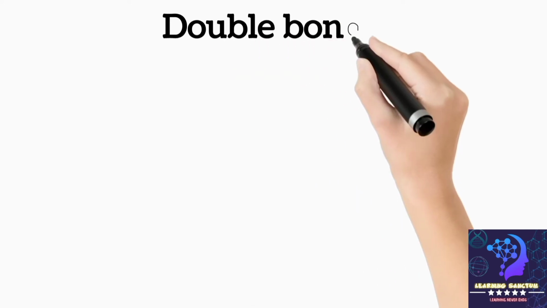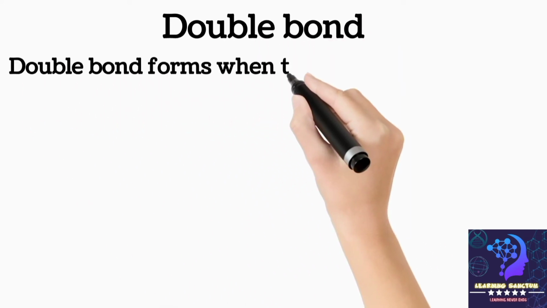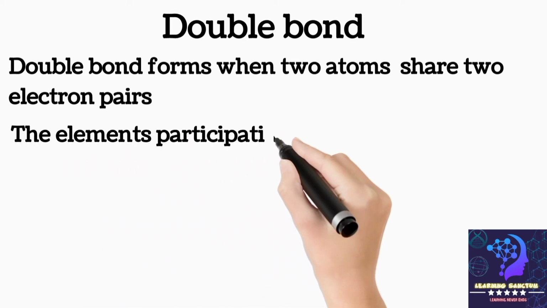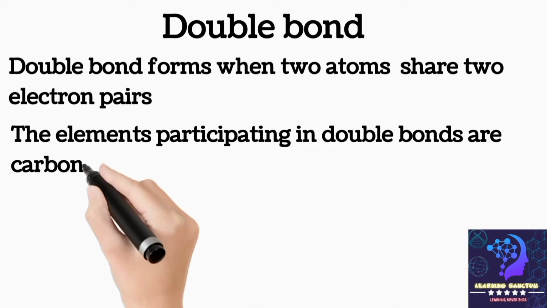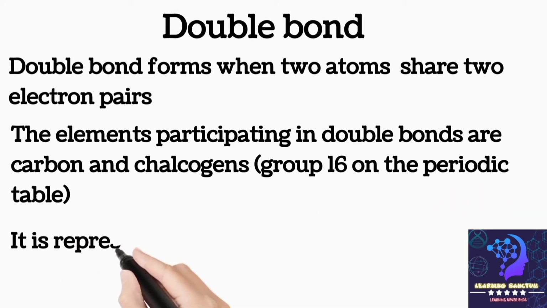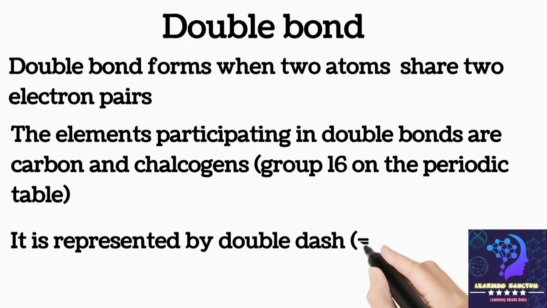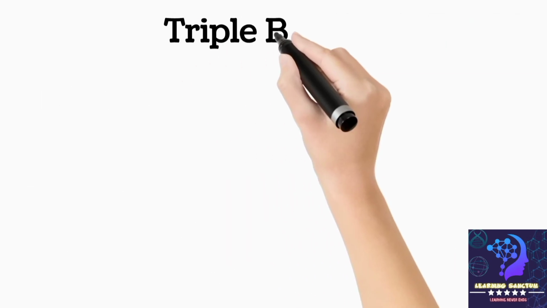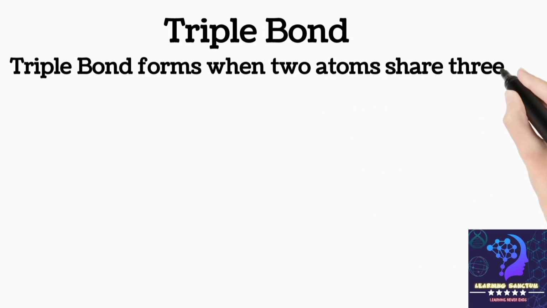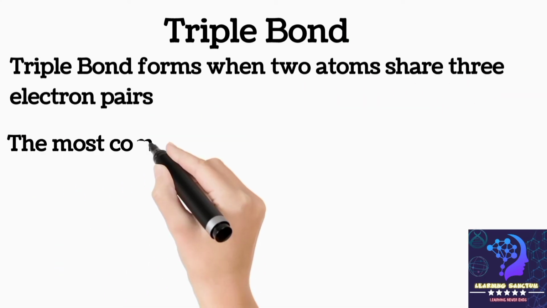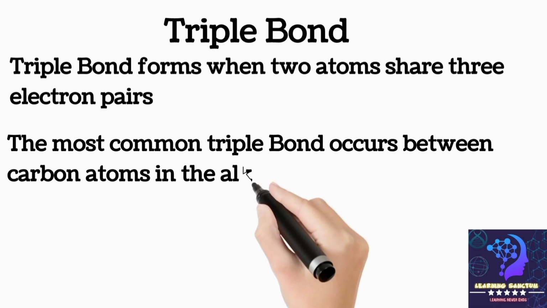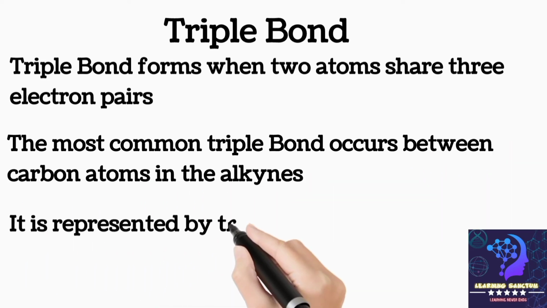Double bond. Double bond forms when two atoms share 2 electron pairs. The elements participating in double bonds are carbon and chalcogens, group 16 on the periodic table. It is represented by a double dash. Triple bond. Triple bond forms when two atoms share 3 electron pairs. The most common triple bond occurs between carbon atoms in the alkynes. It is represented by a triple dash.